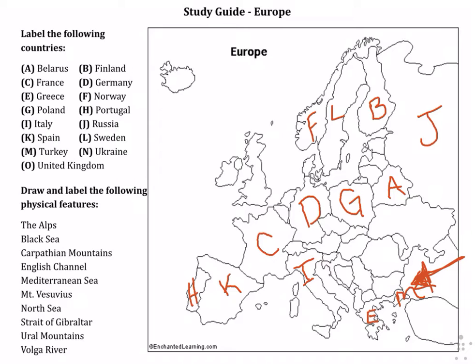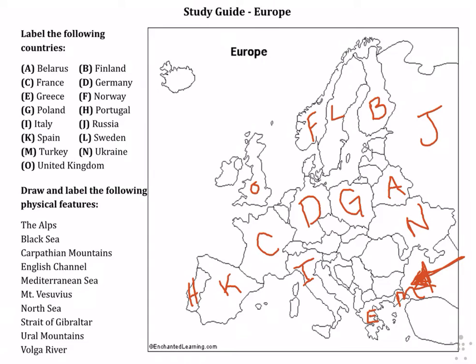Next one, you have the Ukraine. The Ukraine's right beside Russia as well, so that's an N for the Ukraine. And then the last one that we have to know is the United Kingdom. And remember, that's also in Northern Ireland. So that is O. So that is the countries.